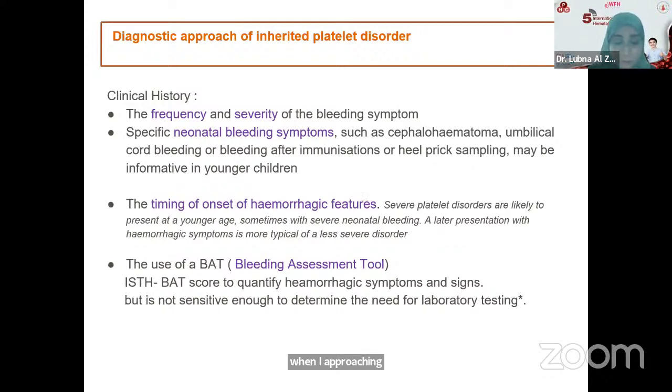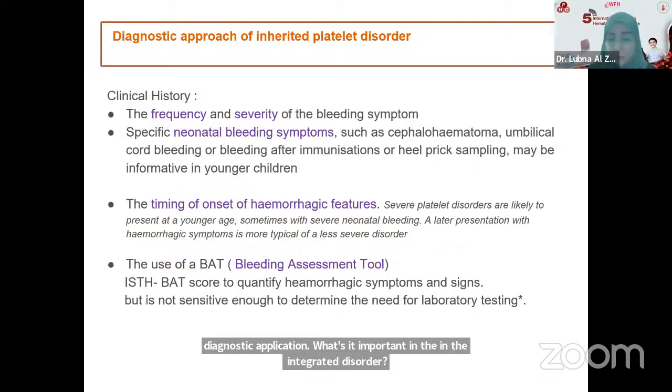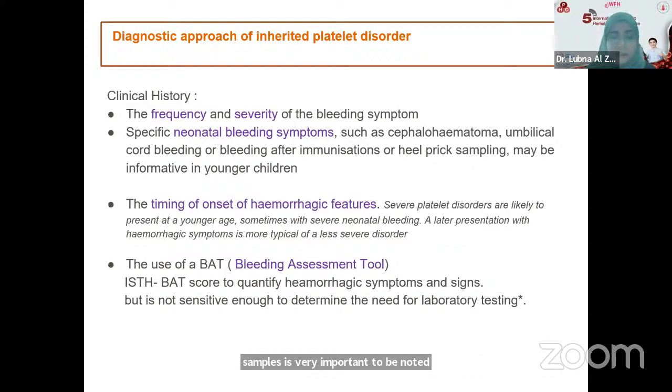As we have learned, the clinical history is a very important part in deciding which way you go for the diagnosis of the patient. What is important in inherited platelet disorder is that the frequency and severity of bleeding symptoms must be noted. In neonates and childhood it is very difficult to get the history related to bleeding, but specific neonatal bleeding symptoms such as cephalhematoma, umbilical cord bleeding, or bleeding after immunization or heel prick may be informative in younger children.